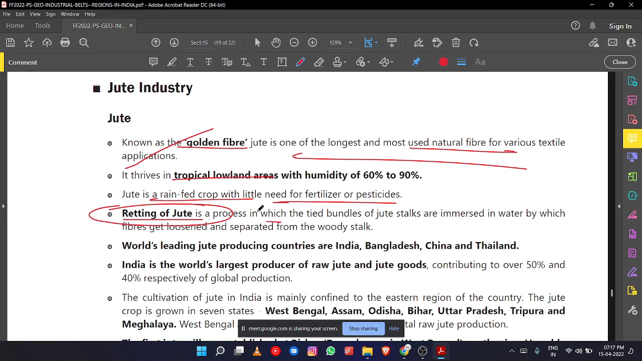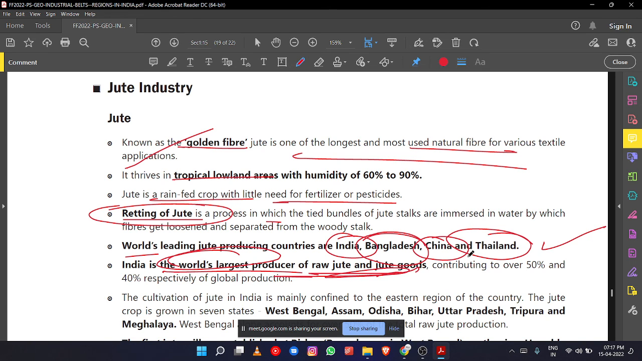Retting of jute is the process done to loosen the jute stalks which are harvested from the plants, in order to separate and tie the fibers together. World's leading jute producer countries are India, Bangladesh, China, and Thailand. India is the world's largest producer of raw jute. Remember, India contributes 50% of total raw jute production and 40% of the total jute goods production.